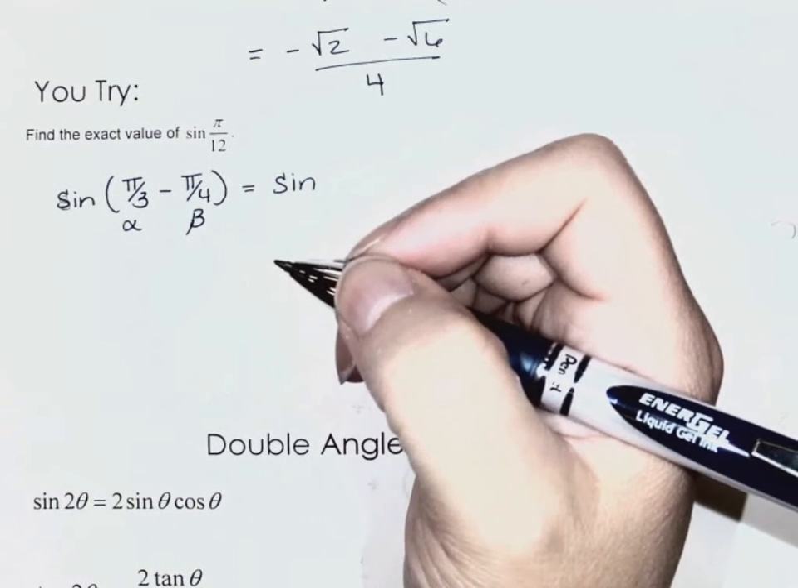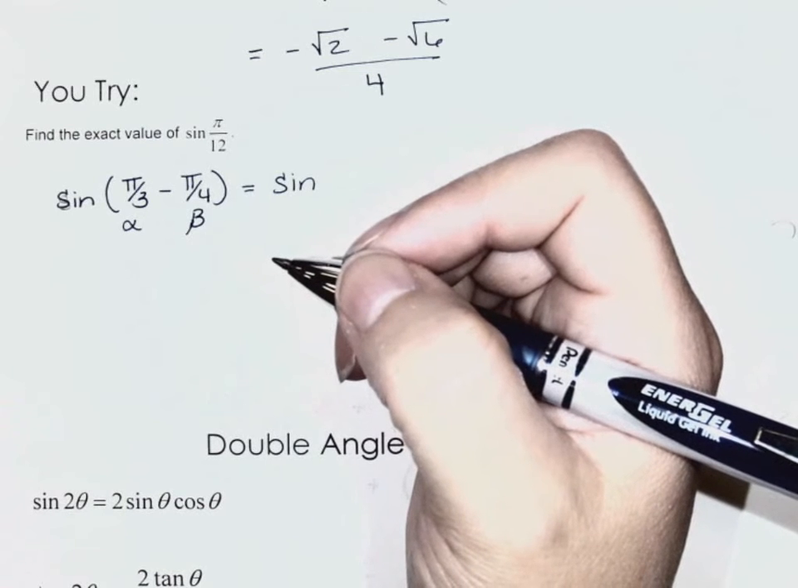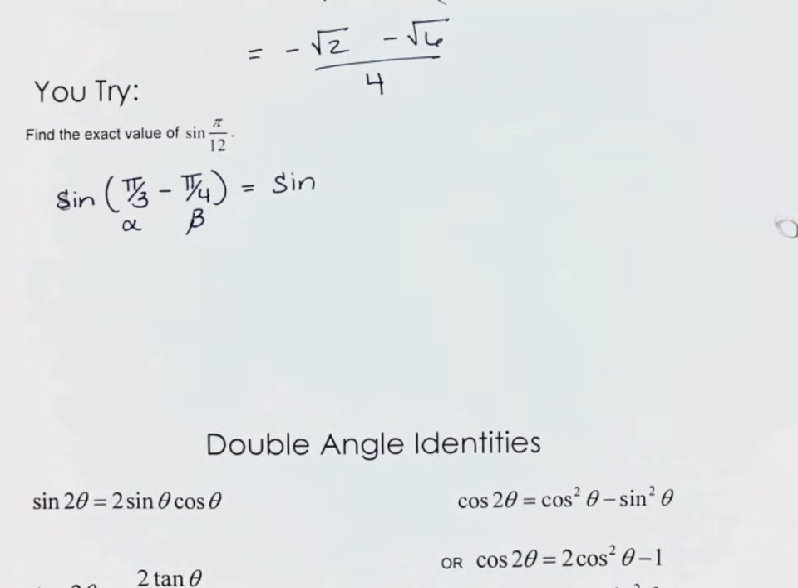Did you guys find your two angles? Are you allowed to pick two of the same angles, or do they have to be different? Well, they have to be different because two of the same angles subtracted is going to give you 0.